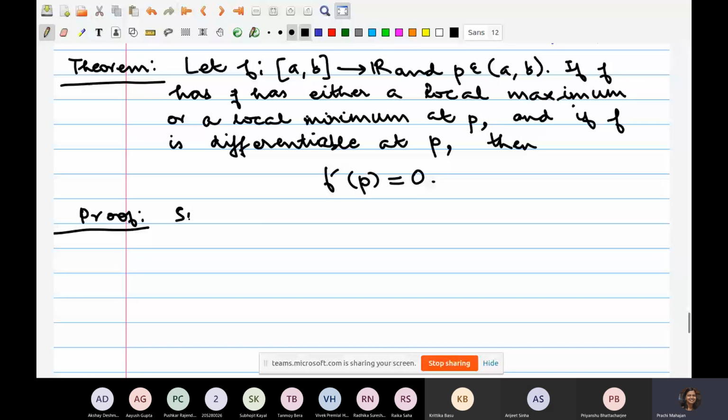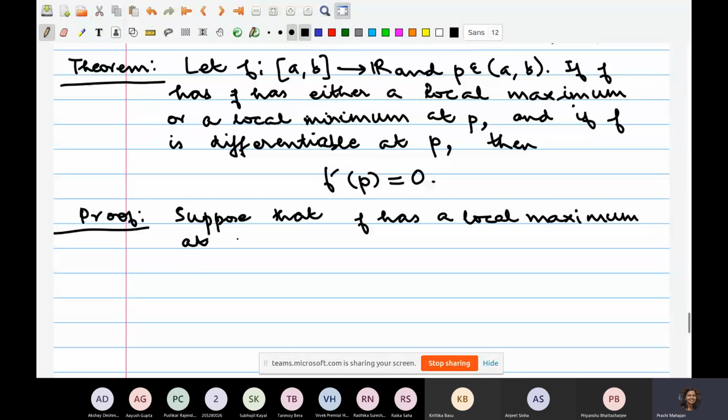So suppose that f has a local maximum at the point P. The proof is similar if f has a local minimum at the point P. So let's just assume one of them and go ahead.